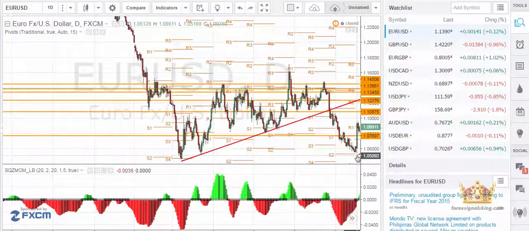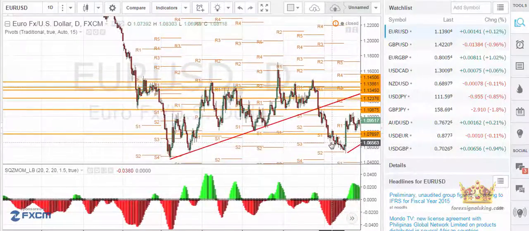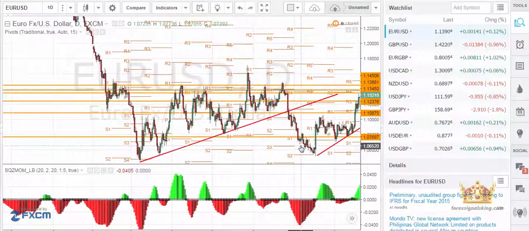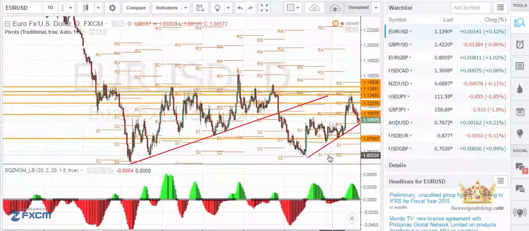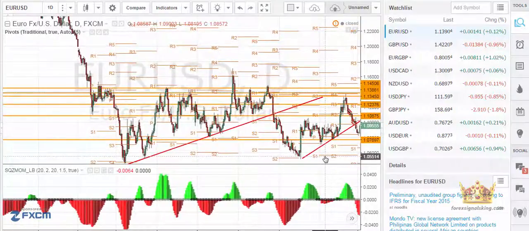Okay, let's go back to the price action chart. You can see it broke lower, then it started to form a new wedge, which is the upward trend we are currently in right now.